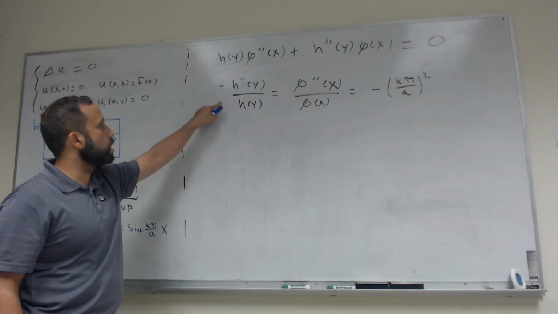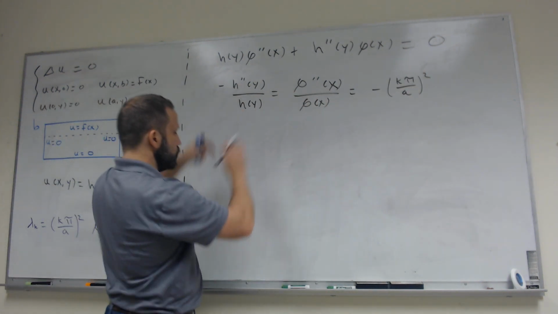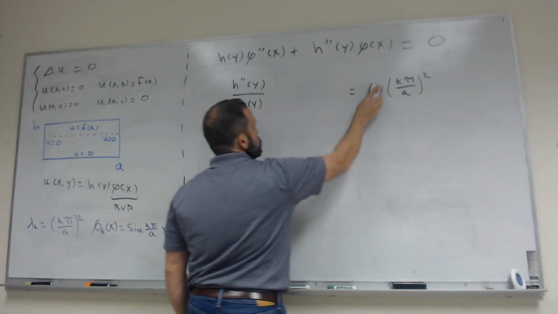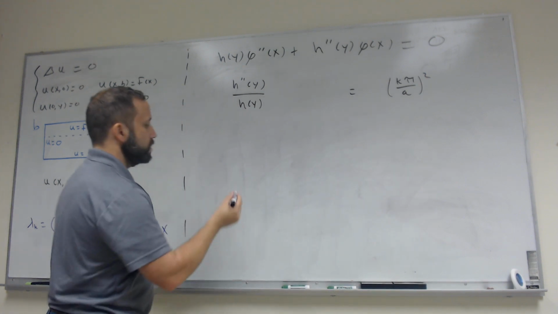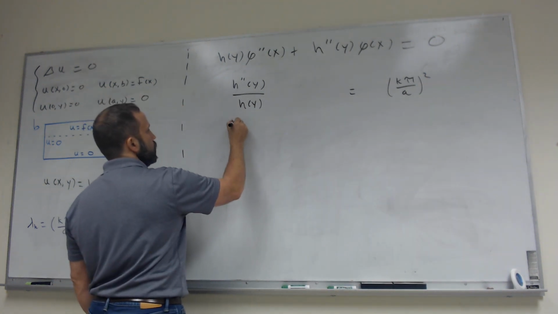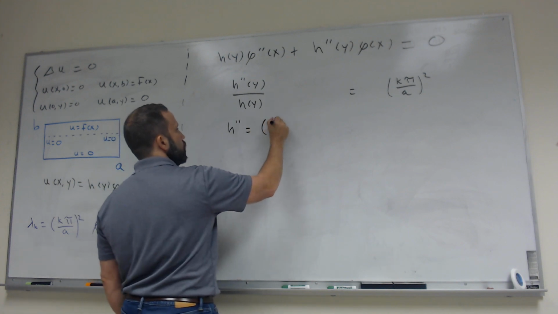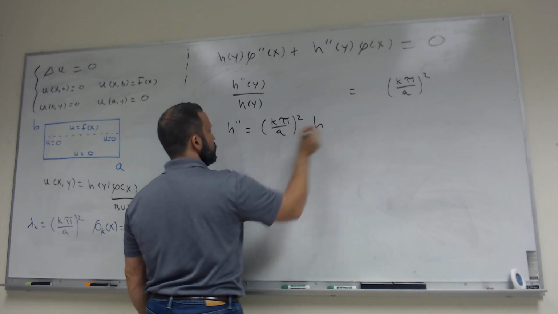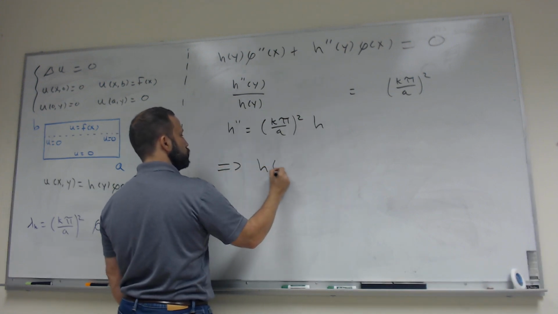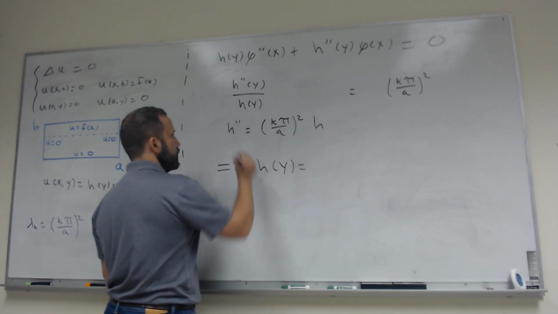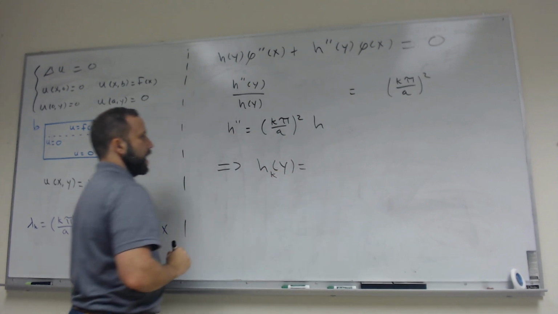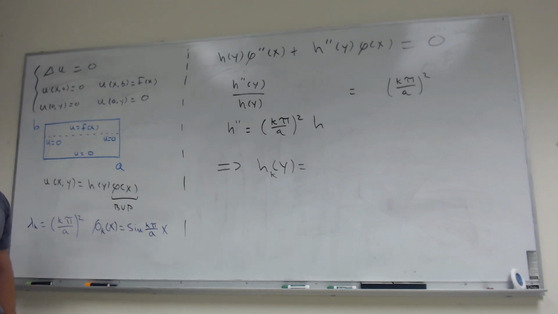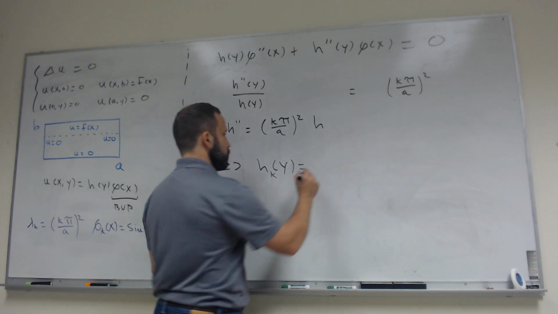So I have minus h double prime over here. If I just look at the h equation, I can erase these minus signs. And so what this tells me is h double prime is equal to k pi over a squared times h. And now the general solution for this is going to be h of y, and it depends on k, so I'm going to put a k there, the way that the product solutions always depend on k. So this is going to be equal to a_k.